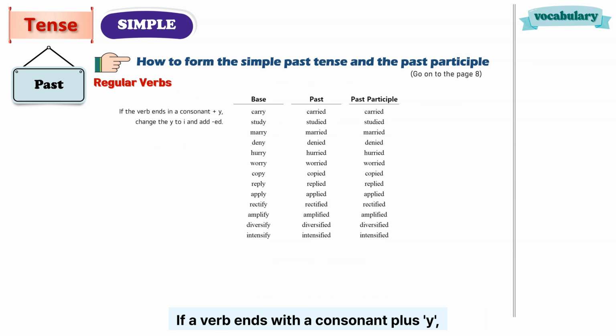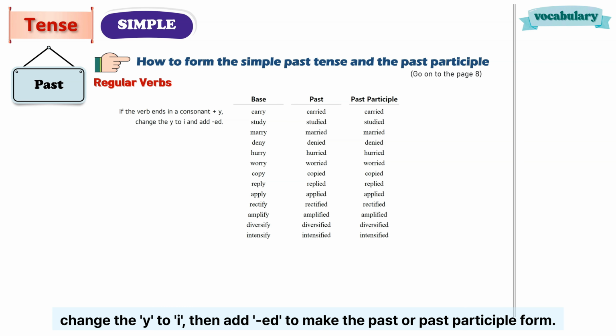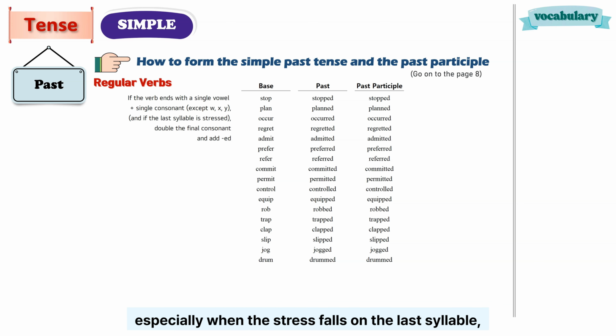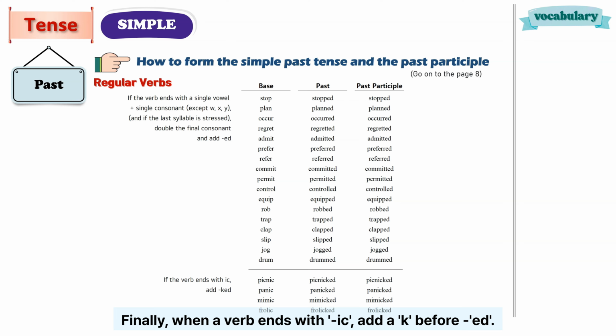If a verb ends with a consonant plus Y, change the Y to I, then add ed to make the past or past participle form. Also, when a verb ends with a short vowel plus a single consonant, especially when the stress falls on the last syllable, you double the final consonant before adding ed. That's how important stress position is. So if you see two consecutive consonants before ed, that means the stress is on the syllable right before ed. Finally, when a verb ends with ic, add a k before ed. There aren't many verbs like that, but they're important, so make sure to review carefully.